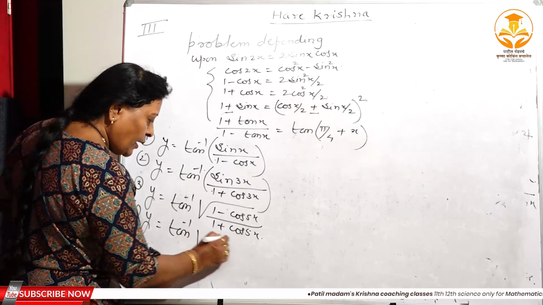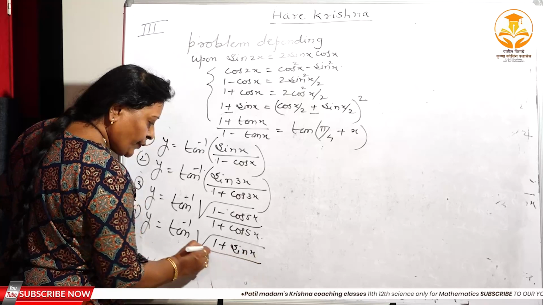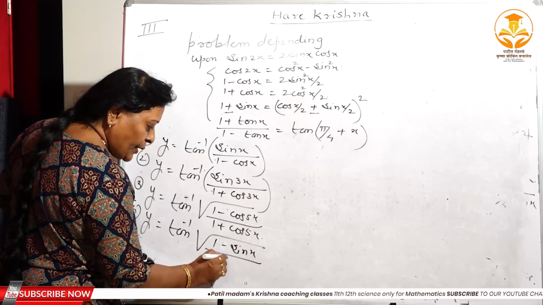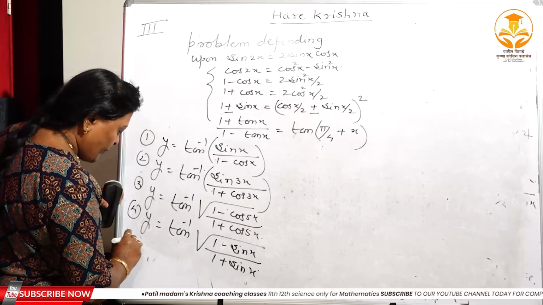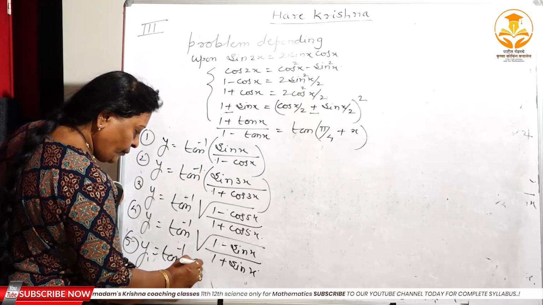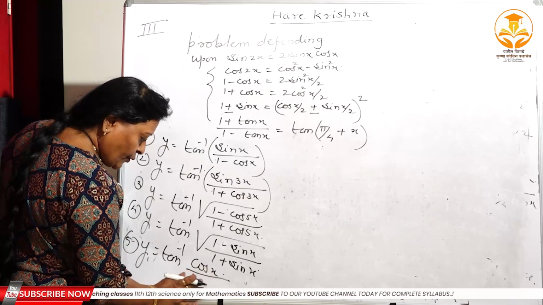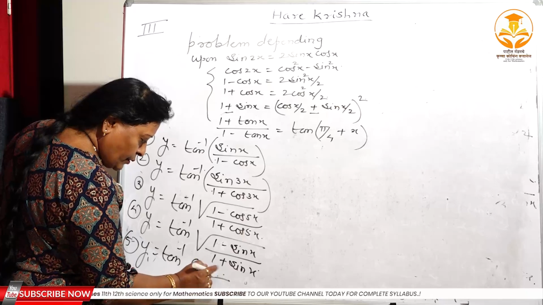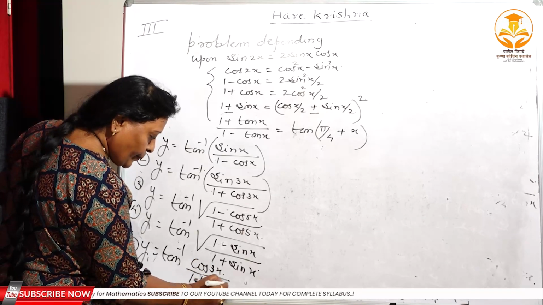That is again 1 plus sin x, 1 minus sin x over 1 plus sin x. And again the fifth one, see, y is equal to tan inverse of cos x divided by... cos 3x divided by 1 plus sin x.